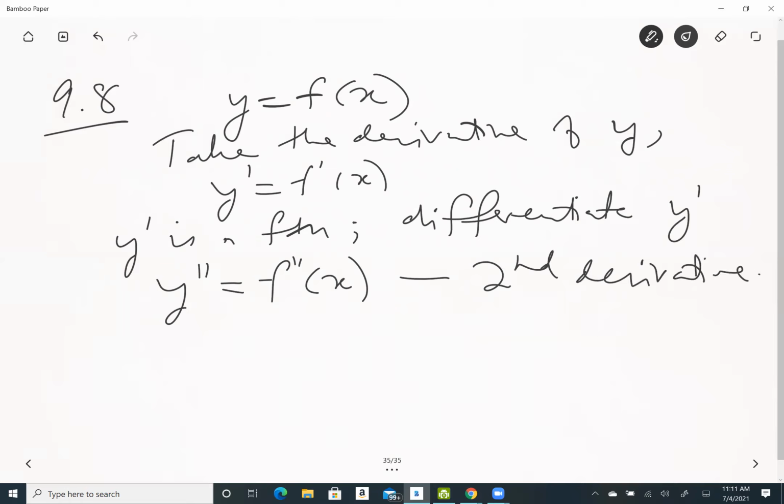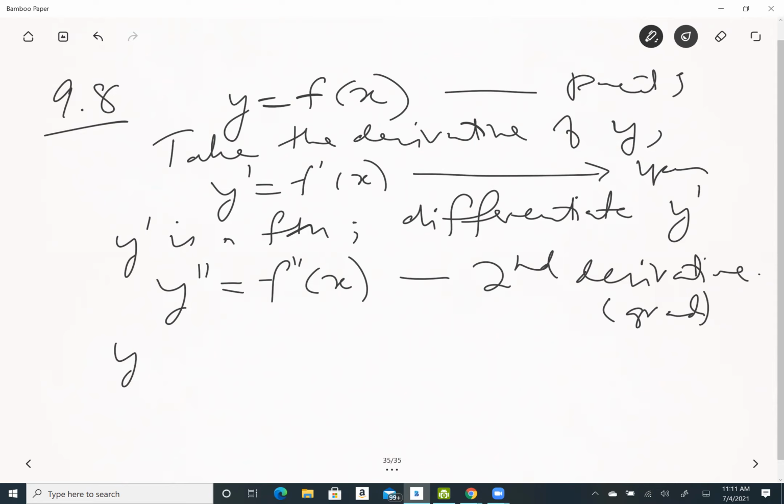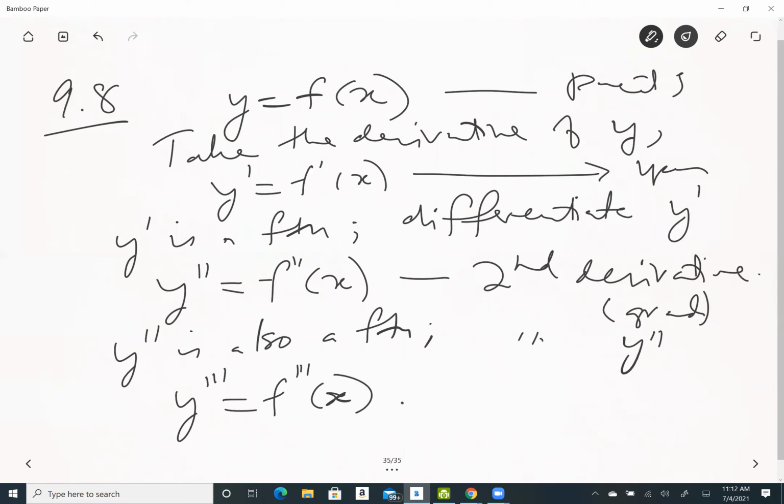That means the second generation. Here is your parent, and here is you, the derivative, and the second derivative is the grandchildren. Then the y double prime is also a function, so you differentiate it. Differentiate y double prime. What do I get? I get y triple prime equals f triple prime of x. This is what you call the higher order derivative.